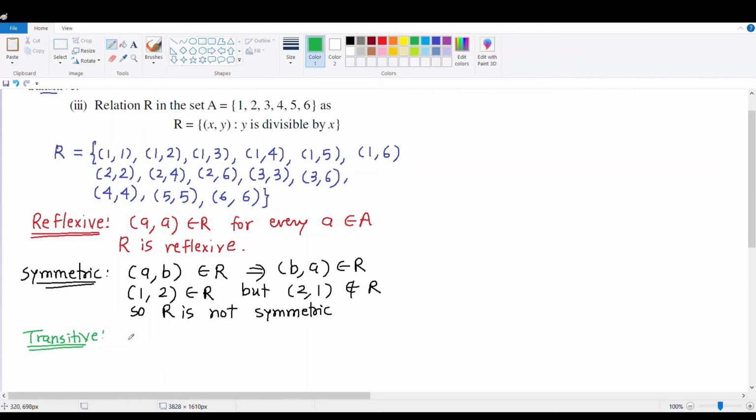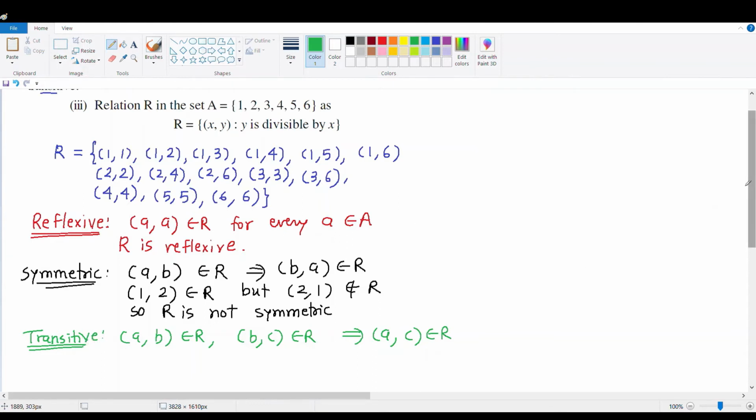Now the definition for transitive is what? That if you have (a, b) in R and (b, c) in R, there must be (a, c) in R. See, both have that b in common. So if you have (a, b) in R, and if you have (b, c) in R, there must exist (a, c) in R to be a transitive relation.